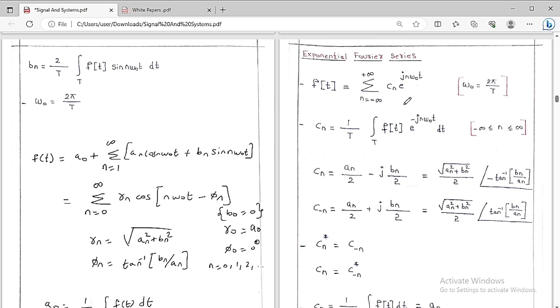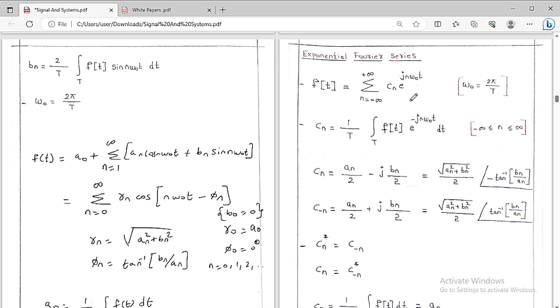Whereas omega naught is equal to 2 pi by capital T, as I already told you. Omega naught is called the fundamental frequency. Then what is Cn? Basically, this is called the exponential Fourier series. A periodic signal we can represent in the format of the exponential Fourier series.